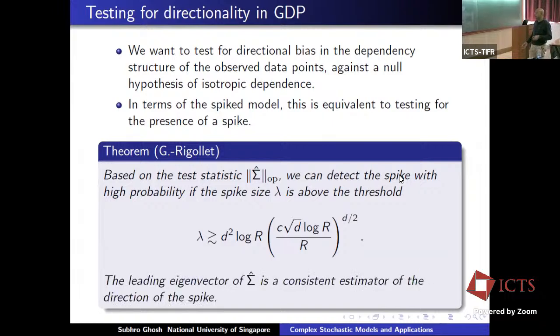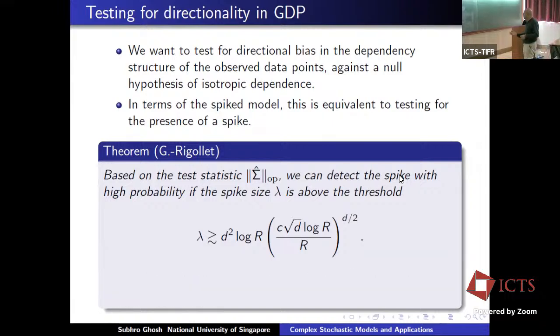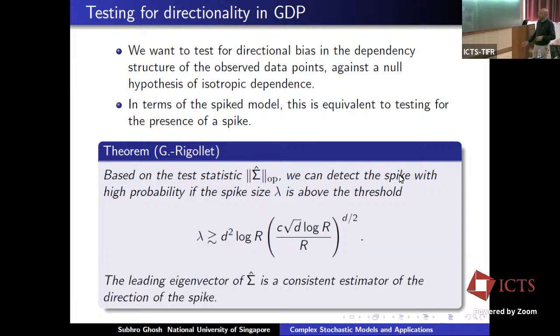And if, on the basis of this test, we decide that there is a preferred direction in which the repulsion is stronger than the other, so it is not an isotropic model, then the natural question is, what is this preferred direction in which isotropy is broken? That can be estimated by looking at the leading eigenvector. We also have quantitative guarantees on how good the approximation of the leading eigenvector is to the actual spike direction.